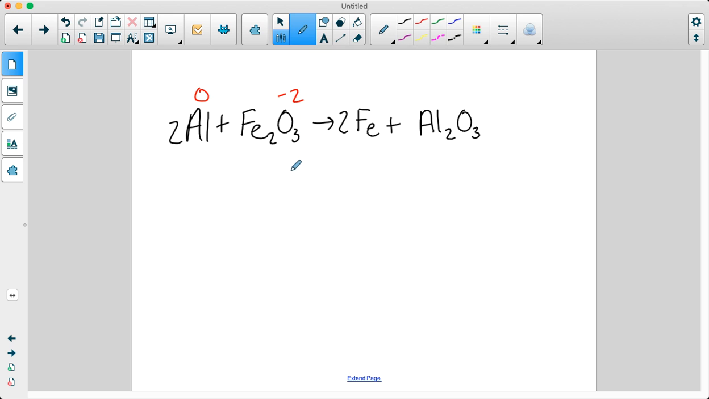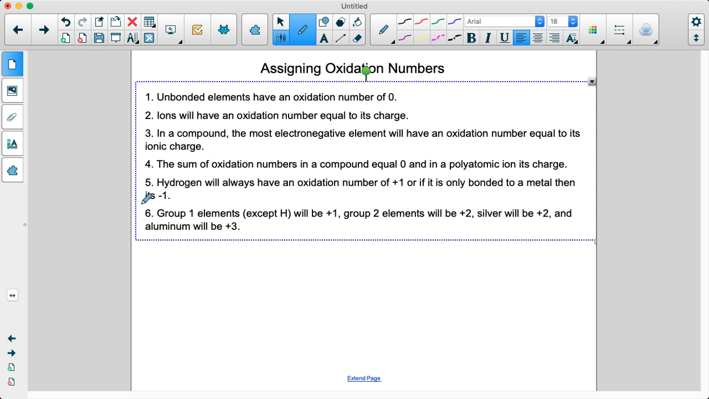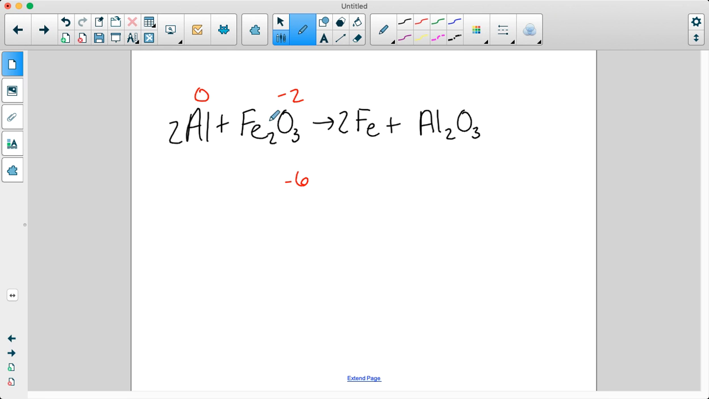Now what I'm going to do is sum these up down below. There's 3 oxygens, each one's at a -2, so that puts us overall at a -6. That means in rule 4, the sum of the oxidation numbers in a compound equals 0. So if I total up the 2 irons and the 3 oxygens, they have to equal 0. So we're at -6 for our 3 oxygens. That means my irons have to be +6, but there's 2 of them, so we're going to divide by 2. That means each one's a +3.